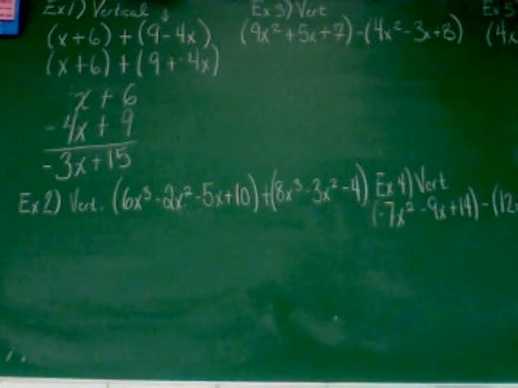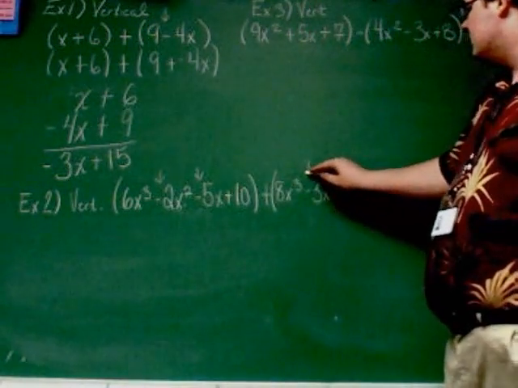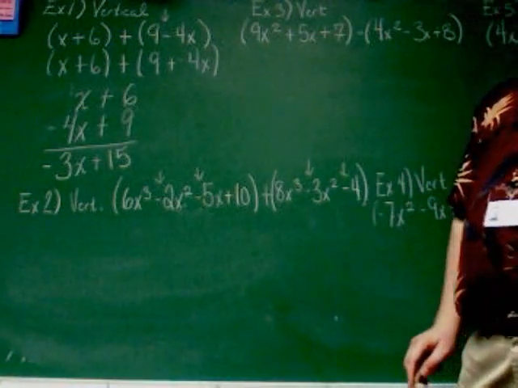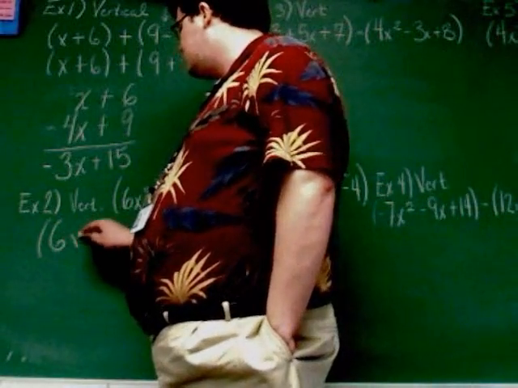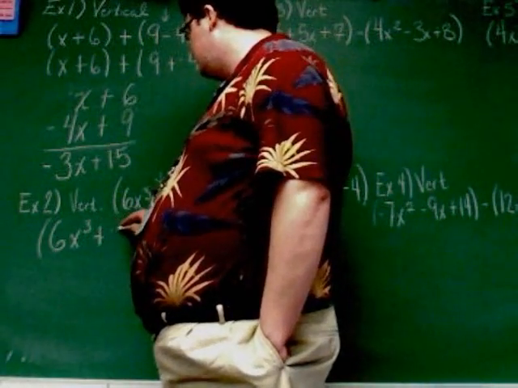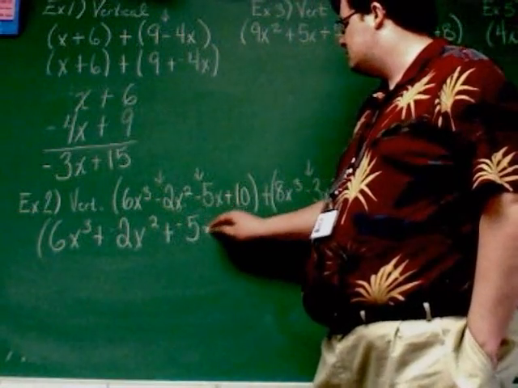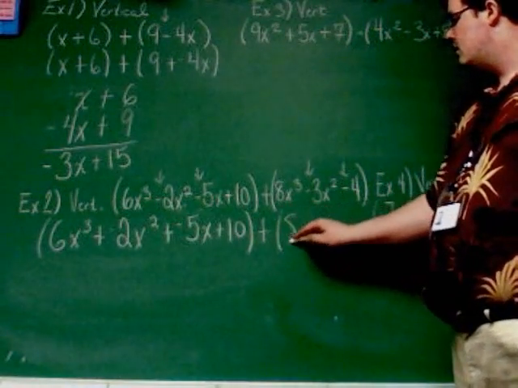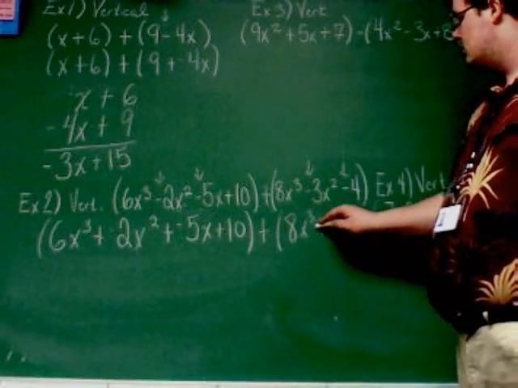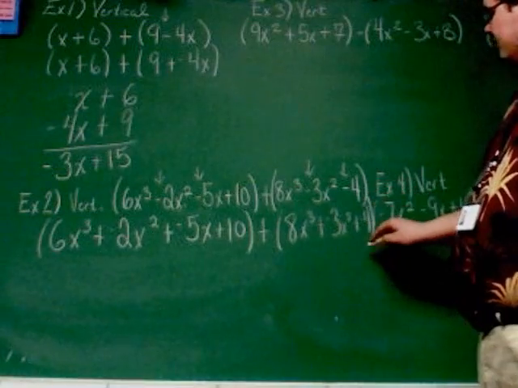All right, so there's a whole bunch of subtraction signs that need to get changed here. A whole bunch. We got this one here, we got that one there, we got this one here, that one there. All need to get rewritten. So I'm probably going to rewrite the whole thing. 6x cubed plus negative 2x squared plus negative 5x plus 10 added to 8x cubed plus negative 3x squared plus negative 3.